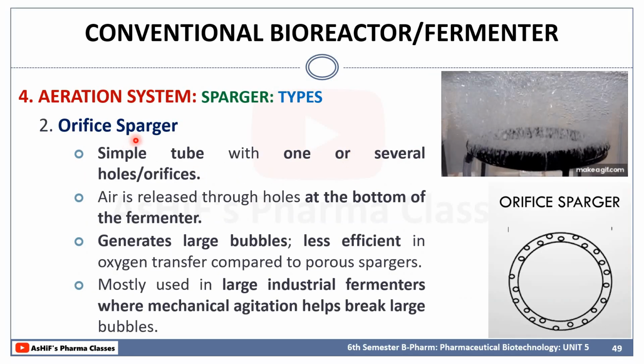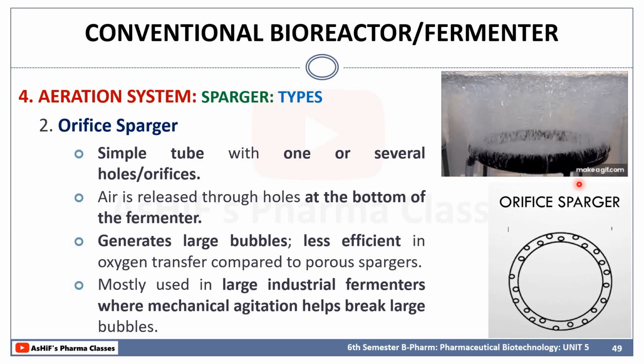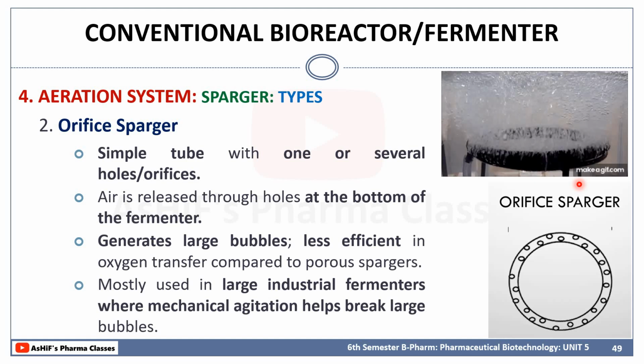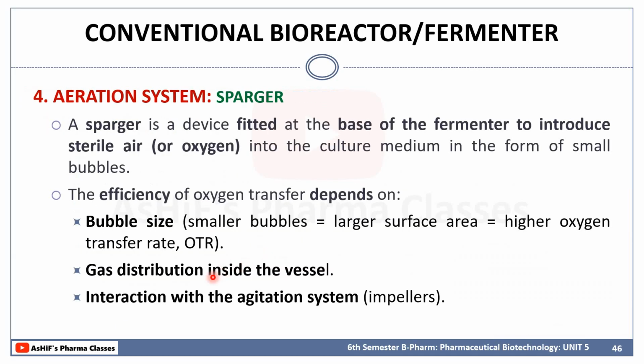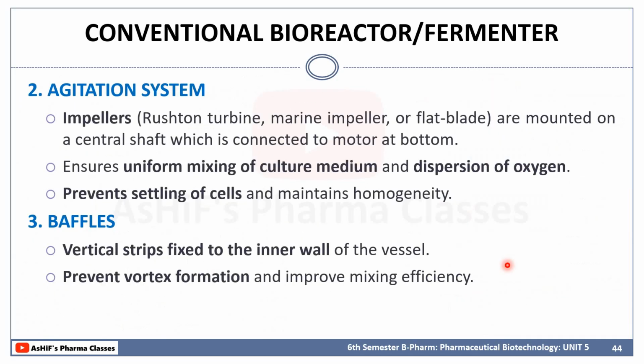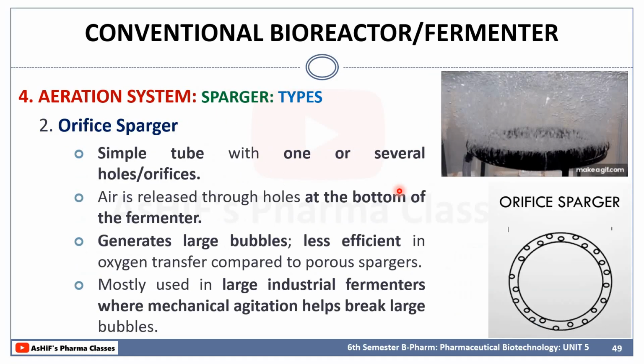Now coming to the orifice sparger, which is a simple tube. There will be several holes or orifices on the simple tube. Sometimes it will be in a straight line, sometimes it will be in circle form. This is an example of an orifice sparger. There will be many orifices or holes in the sparger. While providing air through this pipe, the air is released through the holes at the bottom of the fermenter. Usually this will be arranged in the bottom of the fermenter like this. So that is the orifice sparger.